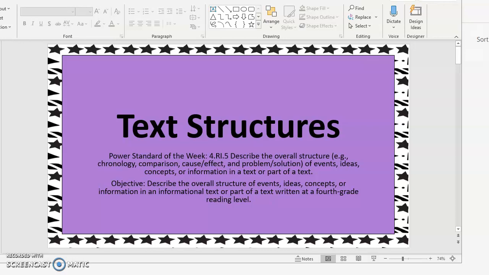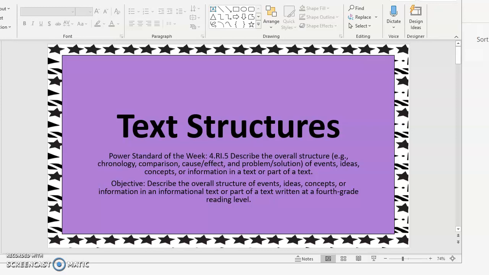Boys and girls, this week in ELA we are going to be taking a look at text structures. So our power standard of the week is to describe the overall structure of events, ideas, concepts, or information in a text or part of a text. The objective is going to be to describe the overall structure of events, ideas, concepts, or information in an informational text or part of a text written at a 4th grade reading level.